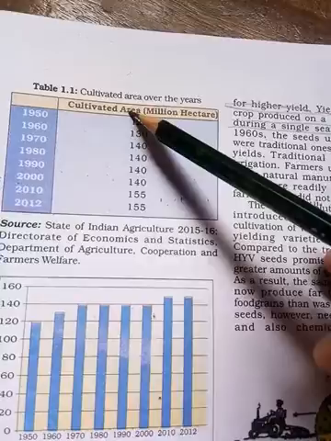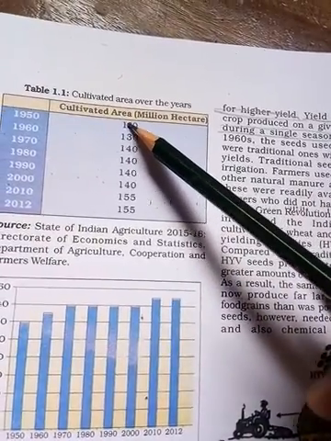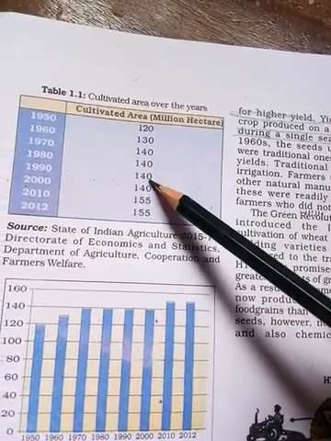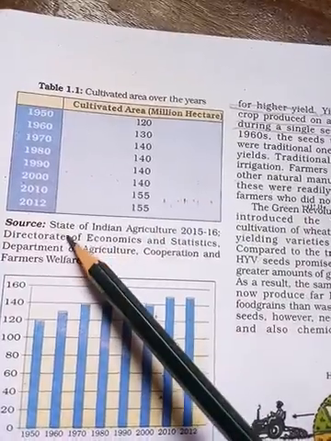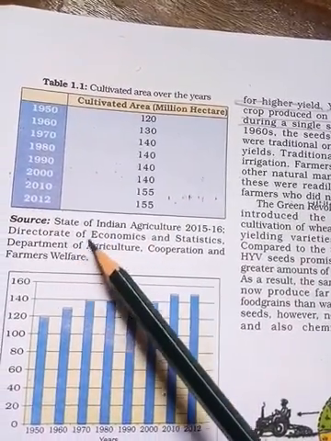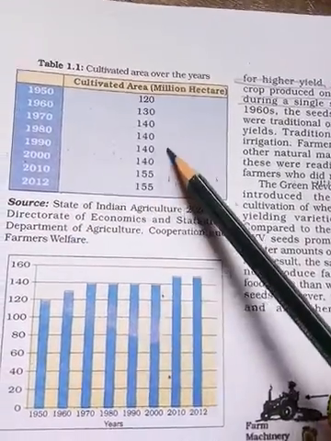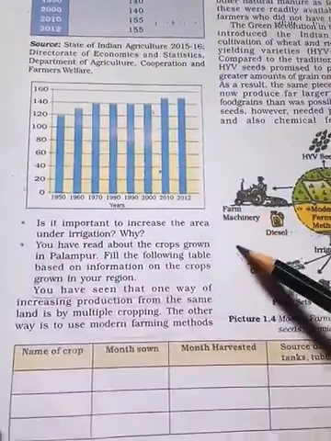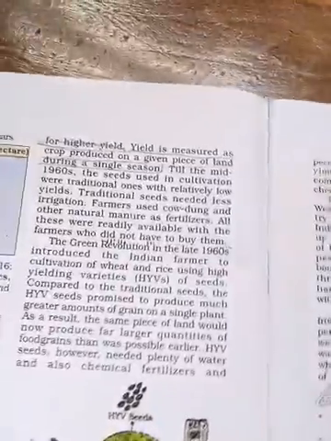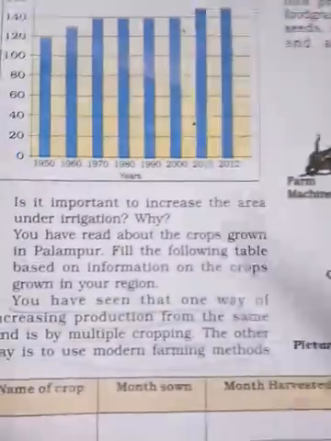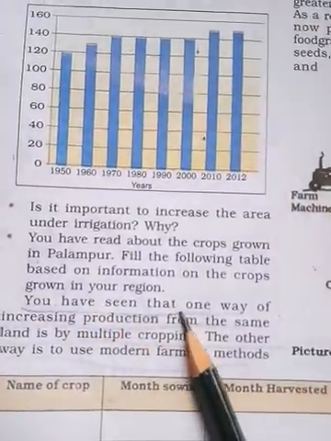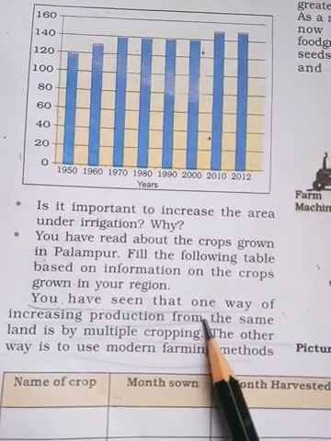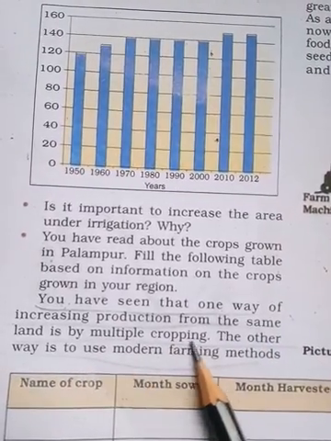This one, in 1950, the cultivated area is this one. The source is the Government of India, Directorate of Economics. This is shown in a graph, so we will discuss it in class if we get time. So you have seen that one way of increasing production on the same land is by multiple cropping.